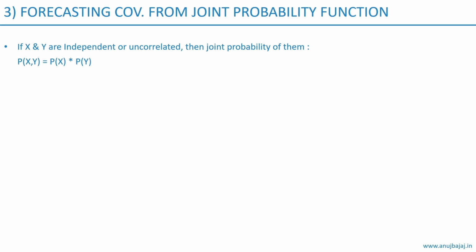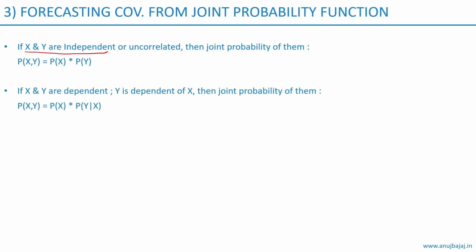So this was the case when X and Y were independent. Now what if X and Y are dependent? So suppose Y is dependent on X. Then the joint probability of them occurring together is the probability of X multiplied by the probability of Y given X.